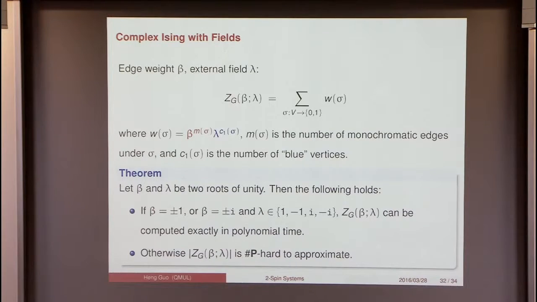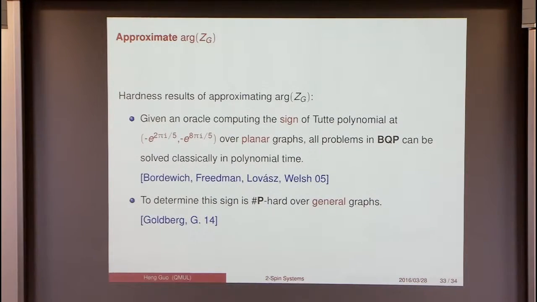We also have some further results on complex Ising with fields. Here we only consider the case when beta, gamma and lambda are roots of unity, because this is an interesting case for quantum computation. And we also have some results for approximating the argument, the angle, of the partition function. This is again related to quantum, due to some results by Bollobás, Friedman, Lovász, and Welsh. They ask this question for the Tutte polynomial at certain points on planar graphs. We show this is #P-hard for general graphs. So it's an indication that this should be hard, but we don't quite show that.